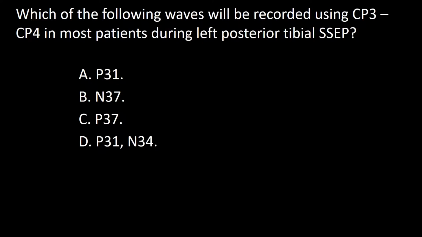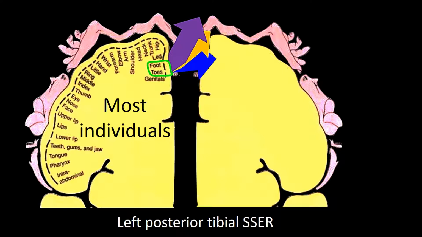Next question. Which of the following waves will be recorded using CP3 to CP4 in most patients during left posterior tibial somatosensory evoked potential? A. P31, B. N37, C. P37, D. P31 and N34. In most patients, activation of the foot and toe by stimulation of the posterior tibial nerve generates a cortical field directed towards the opposite hemisphere.